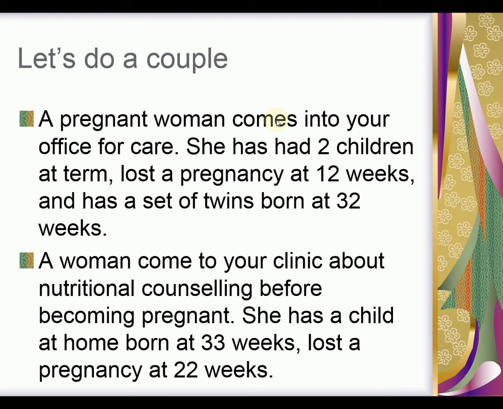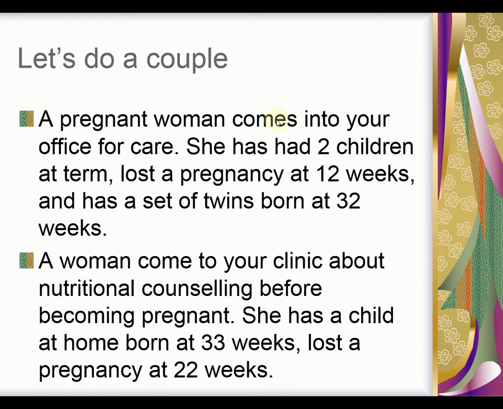Okay, let's figure out her gravida. She's now pregnant. That's 1. She had 2 babies at term, so there's 2, 3. Gravida 3 so far. Lost a pregnancy. There's gravida 4. And she has a set of twins that were born at 32 weeks. So there's gravida 5, right? Pregnant, add the 2 children, add the loss, add the set of twins.